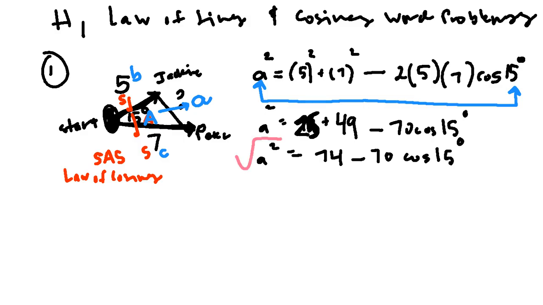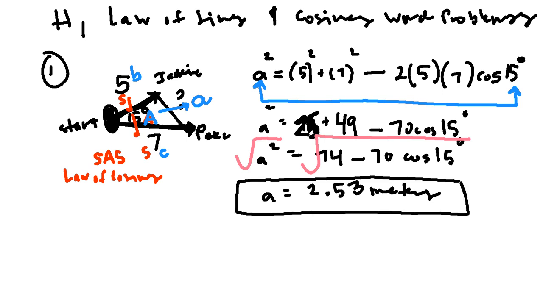And what I'm getting on my worksheet is 2.53 meters. These people are 2.53 meters apart, and we use the law of cosines to calculate that. That's a good problem. It's not too hard. It's pretty basic, and so we should be able to handle that.